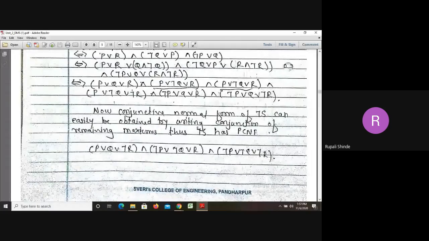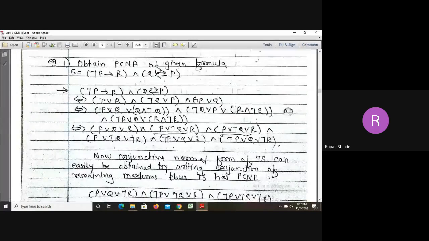Now, for this, again we have to find what is PDNF for this same formula. एक फॉर्म्युला दिला, आपण त्याचा आता काय केलं, PCNF फाइंड आउट केलं. Now for same formula we have to find what is PDNF, required PDNF. So what is the procedure?